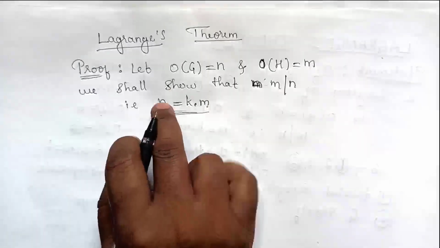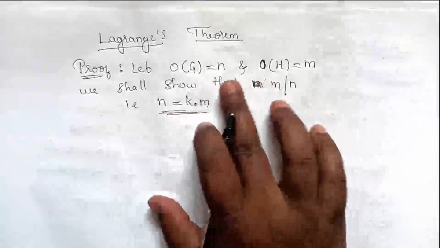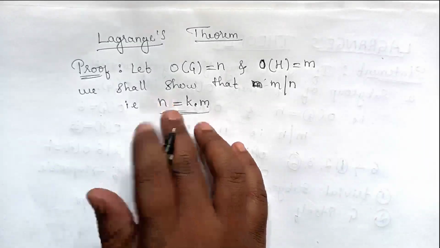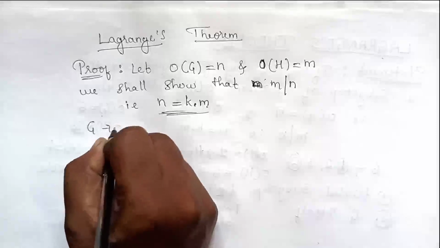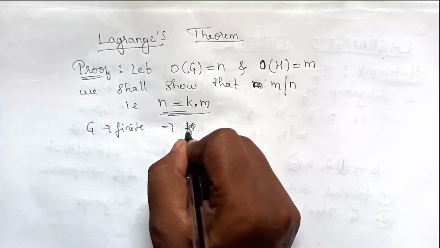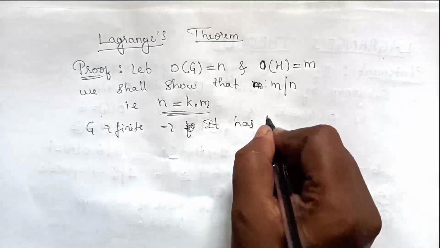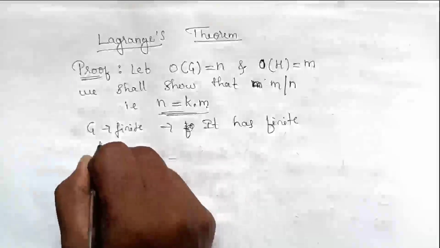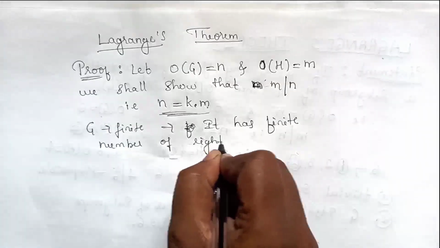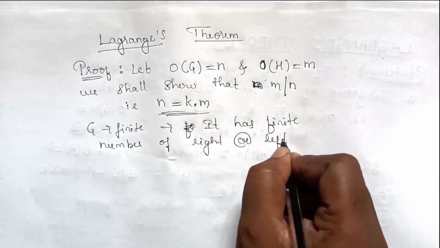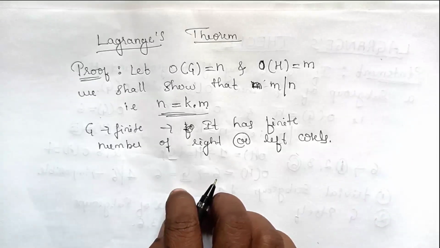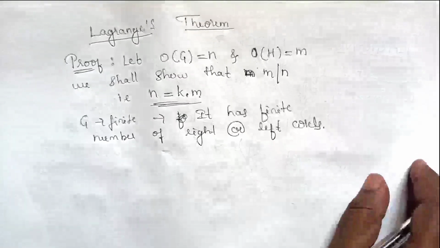Now, we know that because G is a group of finite order n, we can form a finite number of cosets. Because G is finite, it has a finite number of right or left cosets. Now we form right cosets one by one.